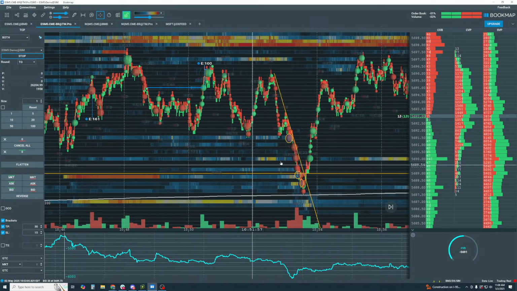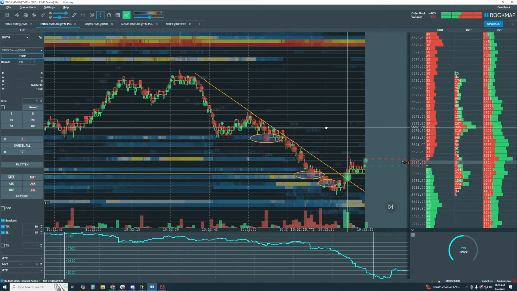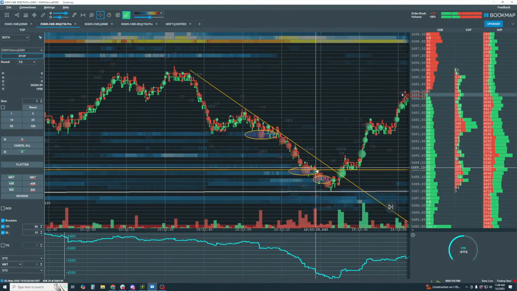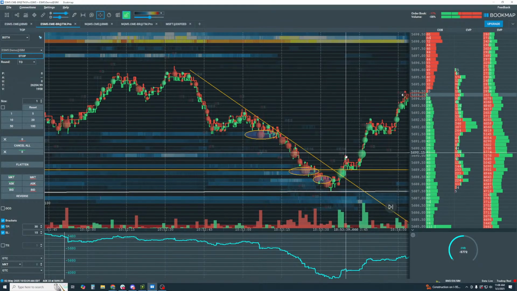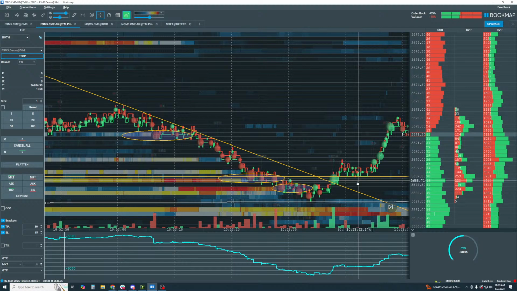Okay, and then are we oversold? Is that an opportunity then? Do we find buyers pull it away from this area in here? Okay, and they did. It really doesn't look that convincing.